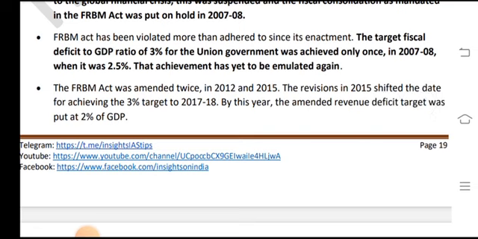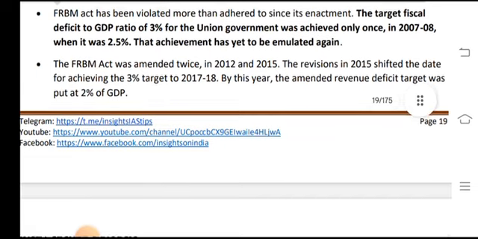The FRBM Act has been violated more than adhered to since it was enacted. The targeted fiscal deficit to GDP ratio of 3% for the Union government was achieved only once, in 2007-8, when it was 2.5%, and that achievement has not been emulated again.